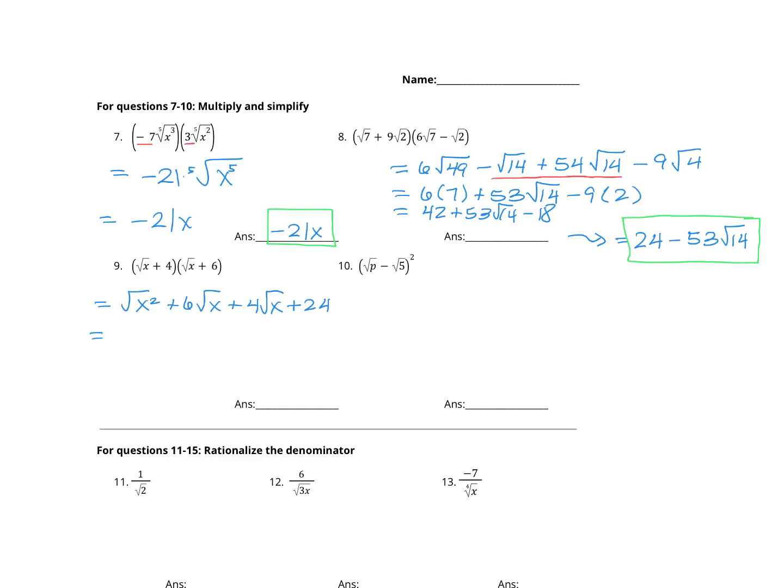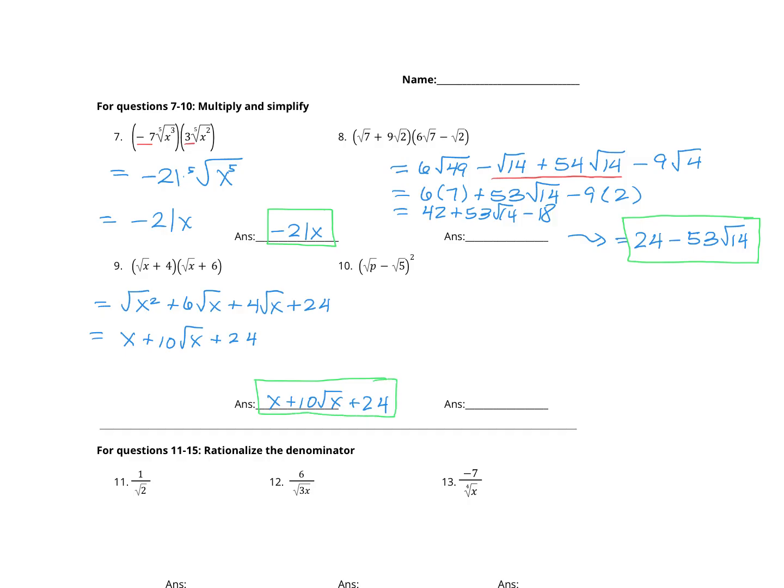We can simplify the square root of x squared as simply x because it's positive. 6 square root x plus 4 square root x makes a total of 10 square root x. And 24 is just 24. We cannot combine those terms, so that is our final answer. Which again, we'll just box it up so that we can keep our answers nice and separate.